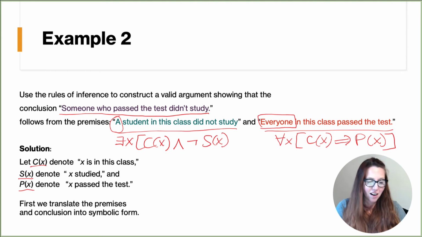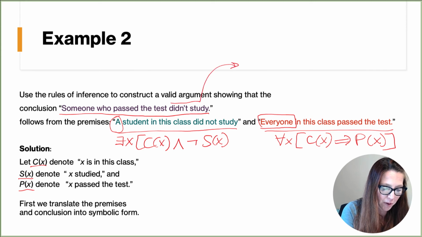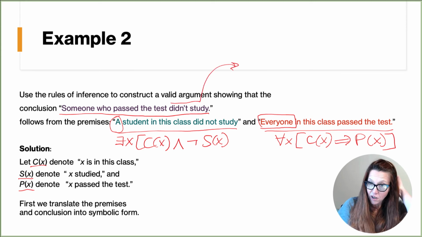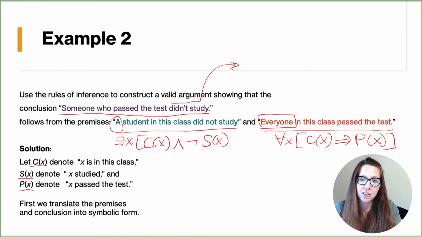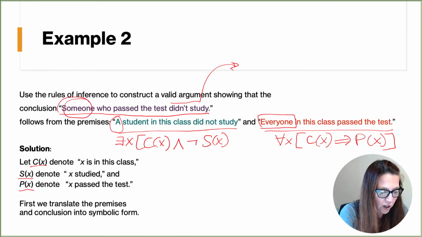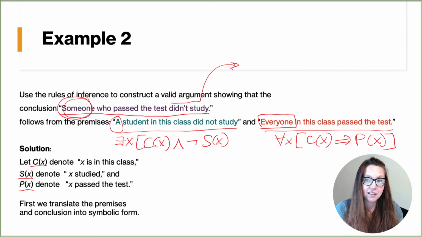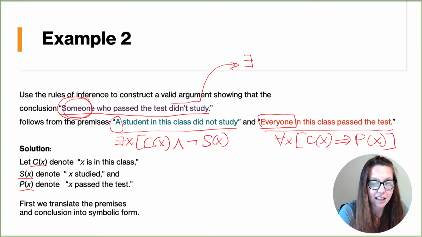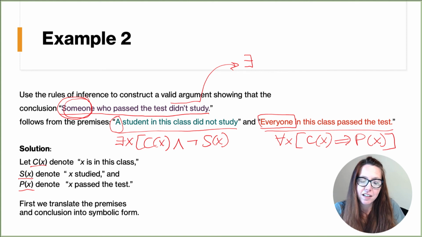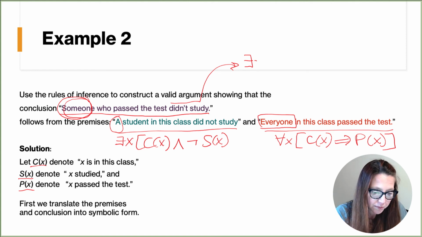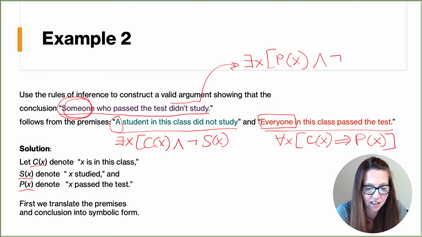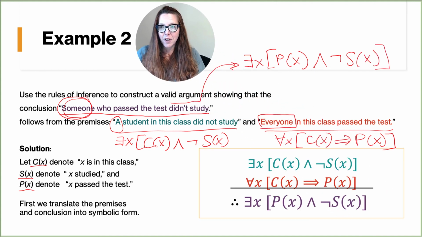Okay, and then our final piece is to figure out how do we represent that conclusion. So again, we've got a keyword that we can latch on to give us a hint, and that's someone. Someone who passed the test didn't study. We don't know who, but it doesn't say everyone, it says someone. And so in that scenario, we're definitely looking at there exists. So there exists a person who passed the test and didn't study. We can write that out.